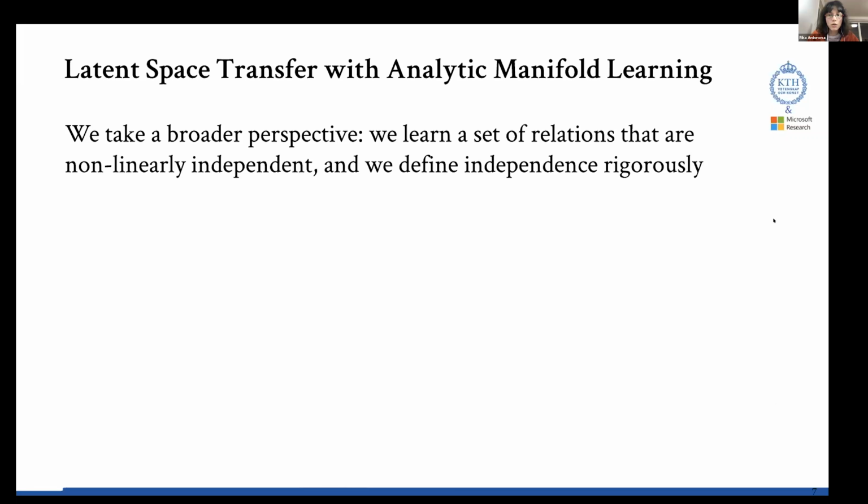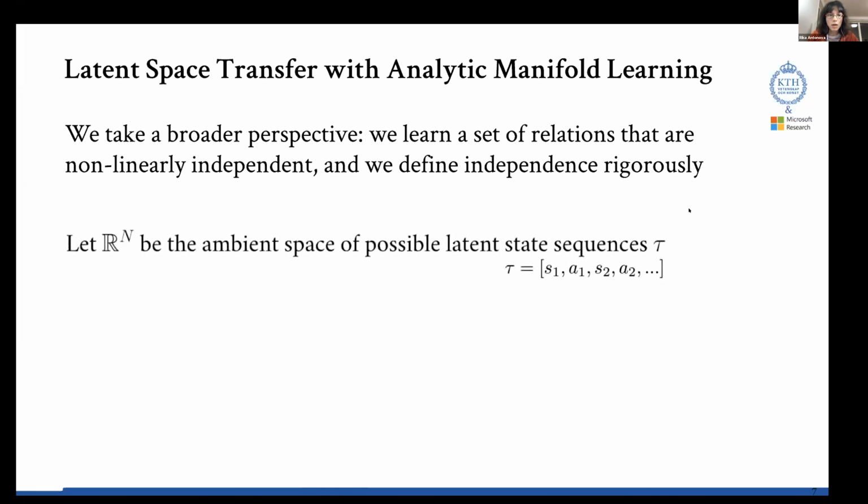and learn them in such a way that they are non-linearly independent, and we make sure to define the independence rigorously. So why do we want them to be non-linearly independent? Well, it's by analogy with the linear case, where independence denotes that you're bringing some new information in the next relation that hasn't been encoded in the previous relations. So that's the high level intuition.